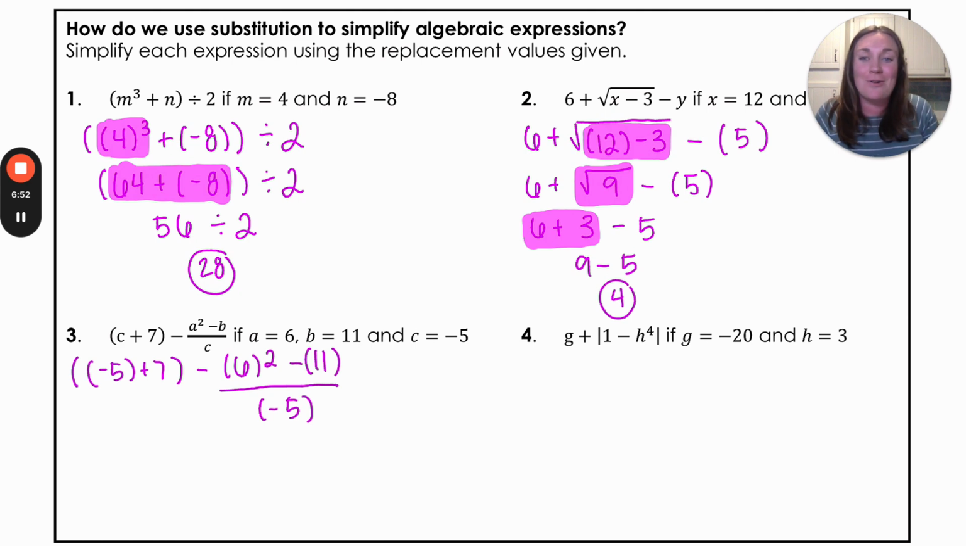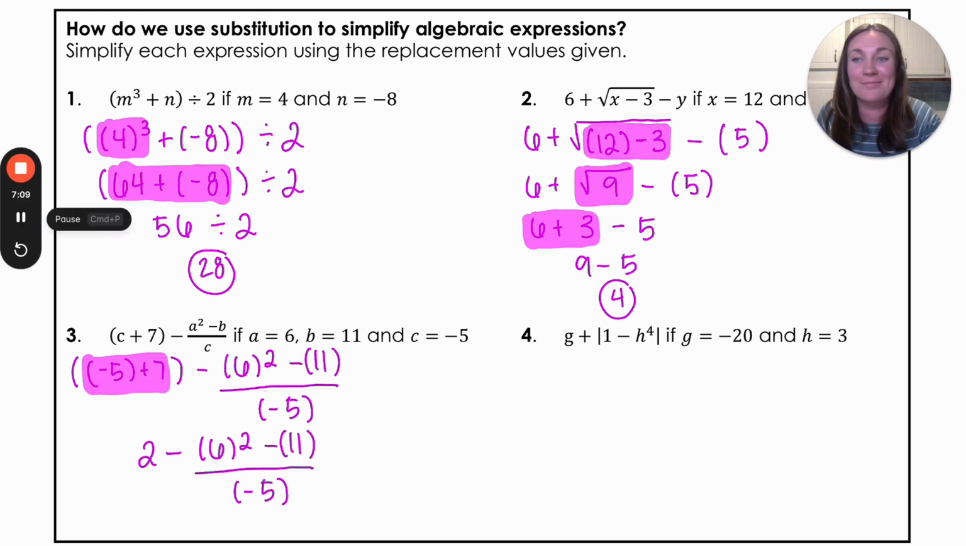All right, here we go for our order of operations practice. So first things first, I'm looking for those grouping symbols. I'm going to start with those parentheses over here. So I'm going to take negative 5 plus 7, which will give us positive 2. So we'll have 2 minus everything else.